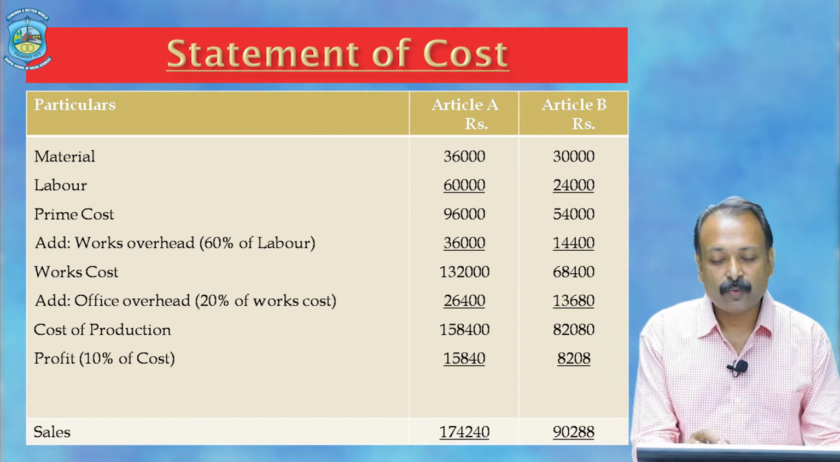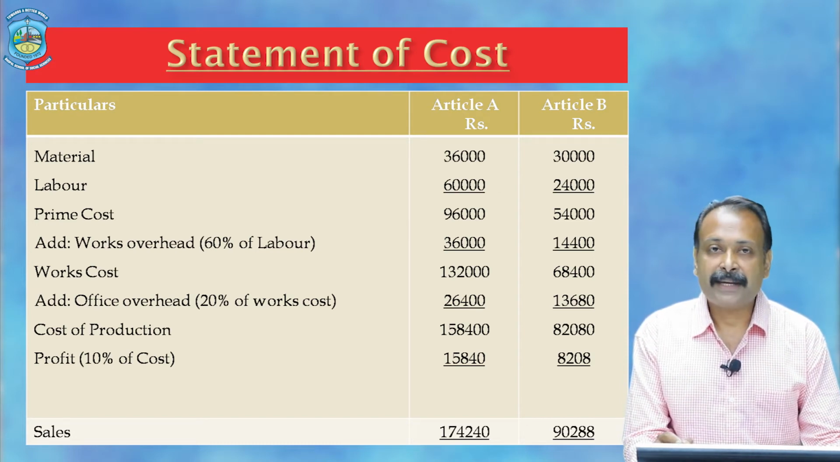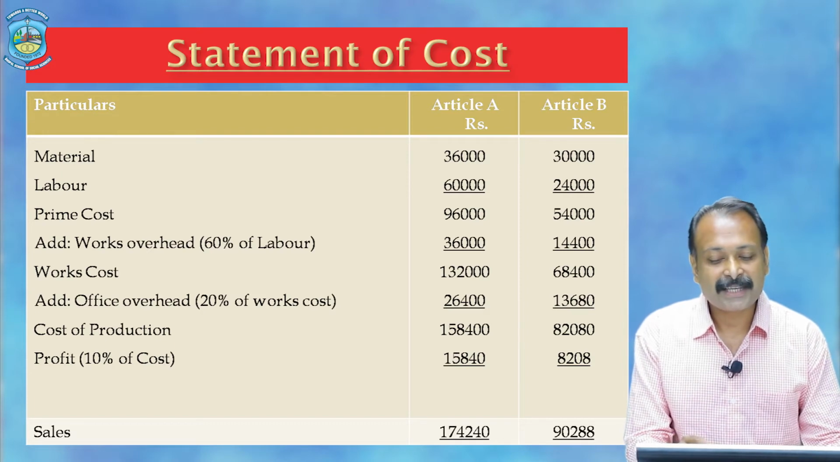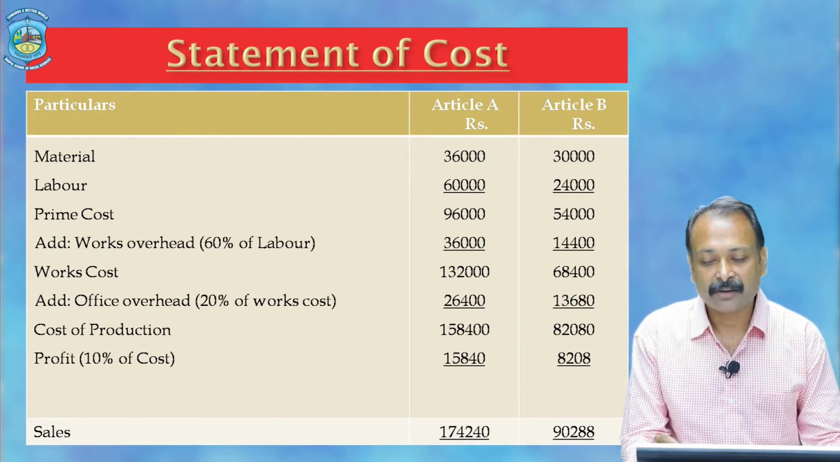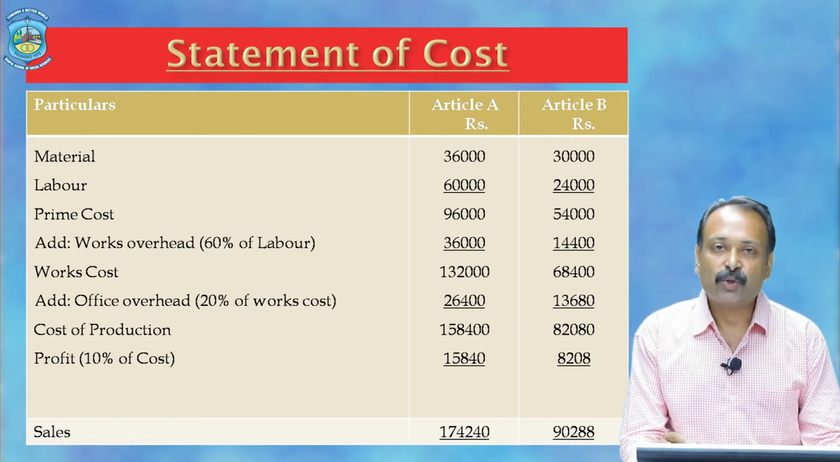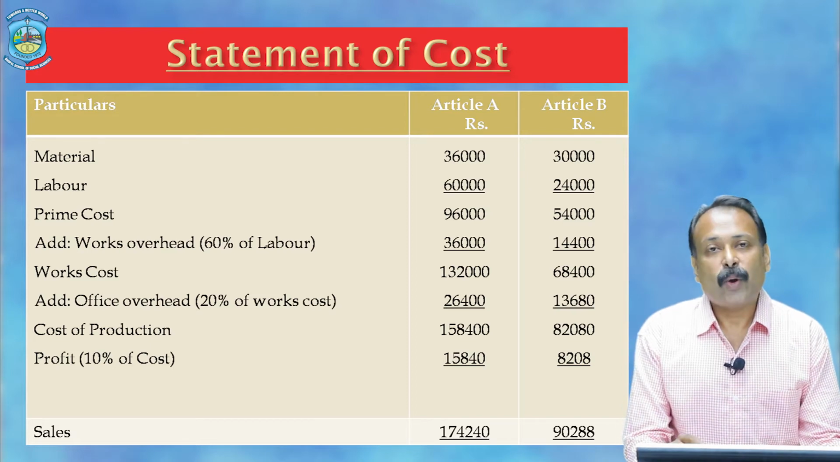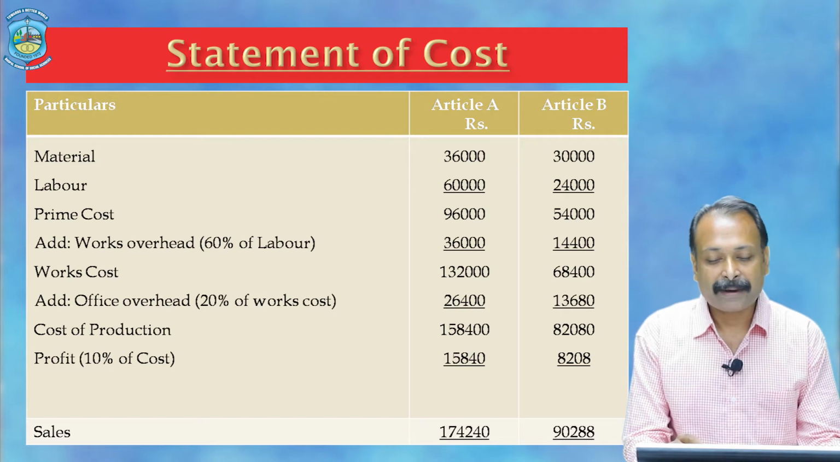Number one, as we know, we have to add material. So material is 36,000 for article A and 30,000 for article B. In material we are going to add labor, which is 60,000 for article A and 24,000 for article B. In this question we do not have any direct expense. That is why the total of material and labor is going to give us the amount for prime cost. When we add material and labor, that is 36,000 and 60,000, the prime cost for article A is 96,000 rupees, for article B is 54,000 rupees.